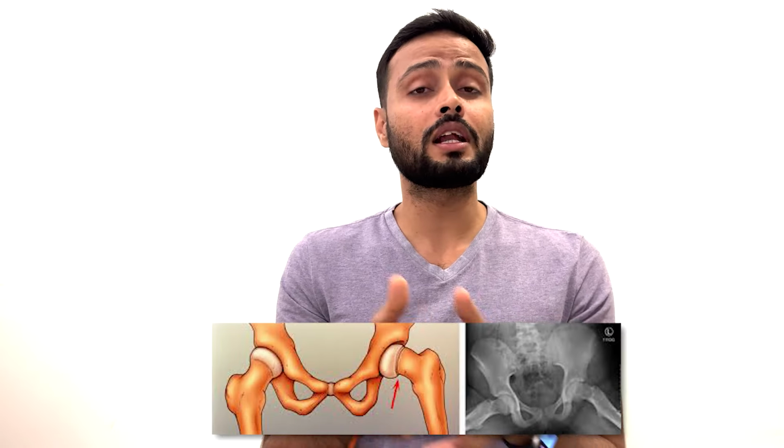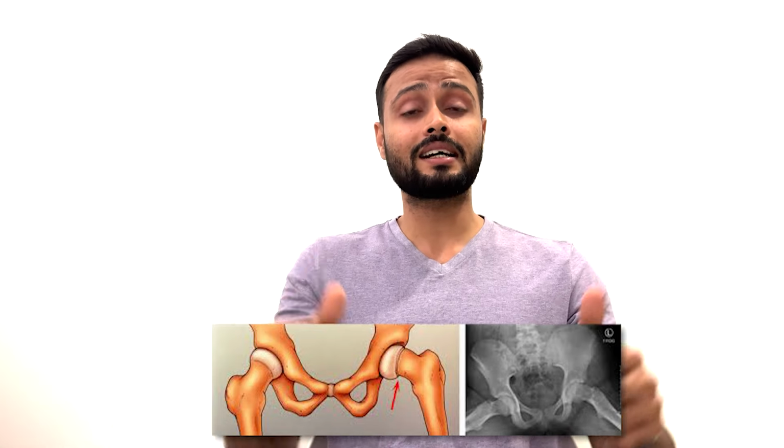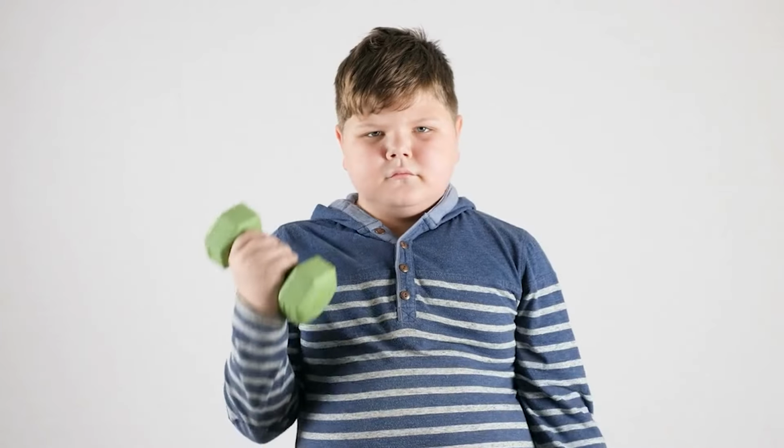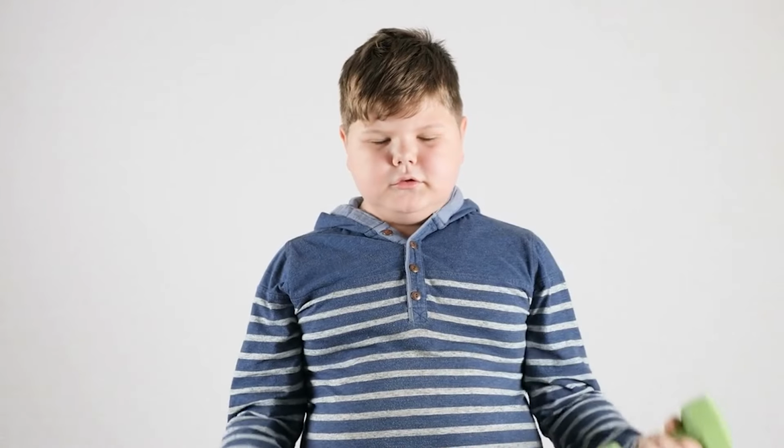The second option, SCFE, slipped capital femoral epiphysis: why can this be the correct answer? First, it happens in slightly older children, in 10 to 15 year olds, so that is possible. Second, SCFE patients present with obesity. You will see that these children are a little bit obese, so that criterion also fulfills.